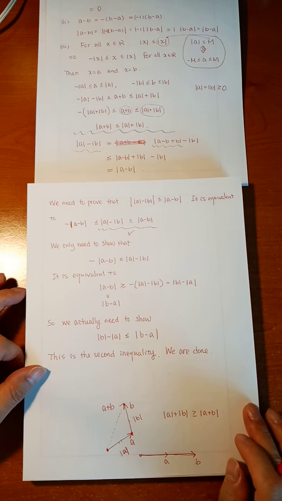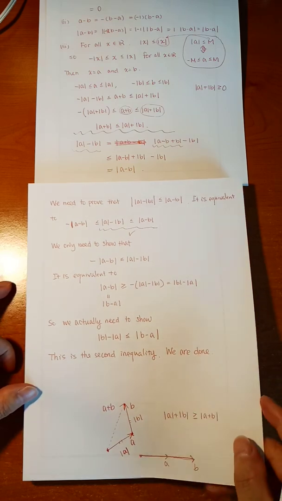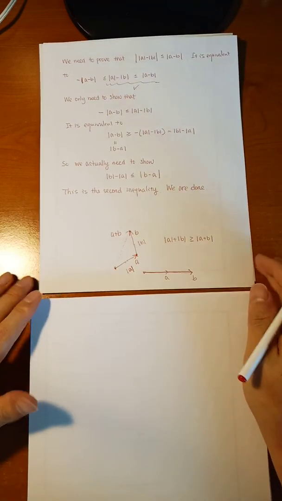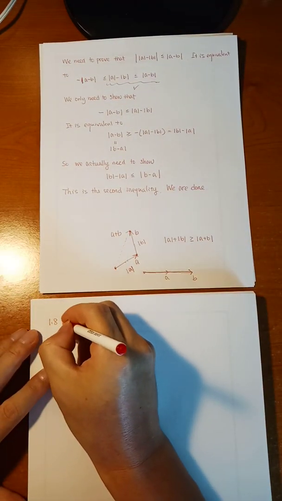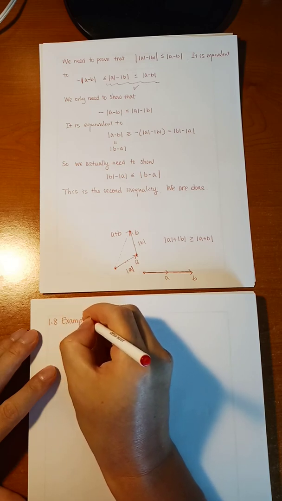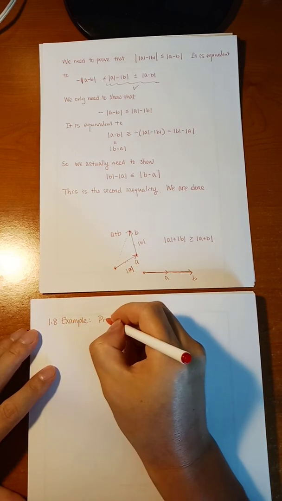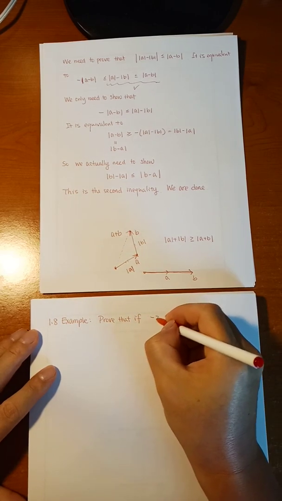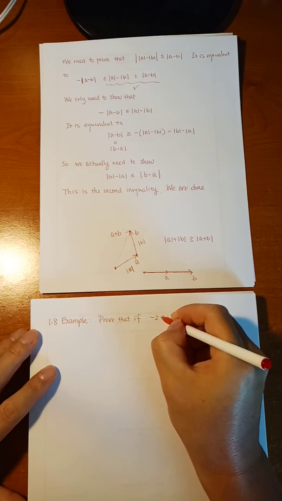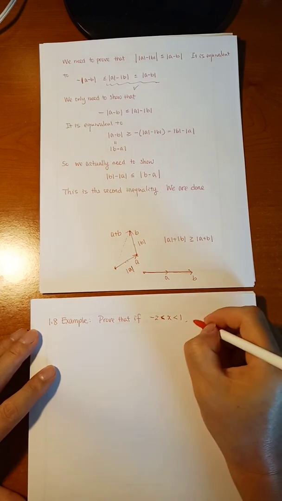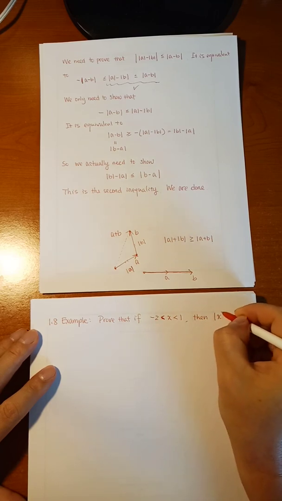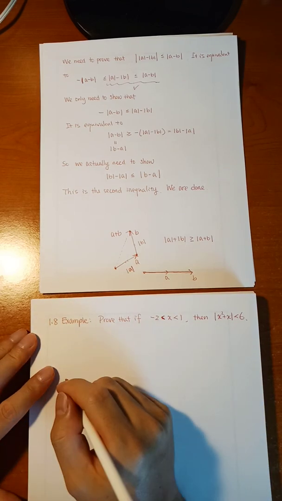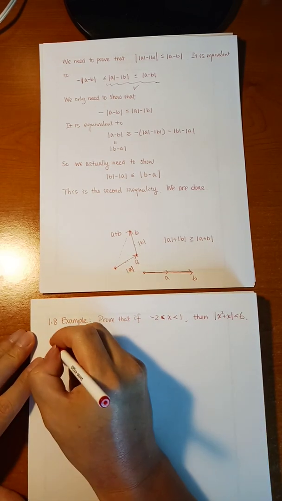All right, let's see some simple examples about this triangle inequality. So see the example. Prove that if -2 is less than x less than 1, then the absolute value of x squared plus x is less than 6. All right, so prove.